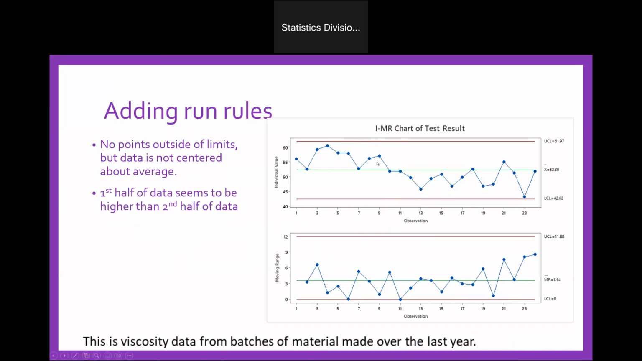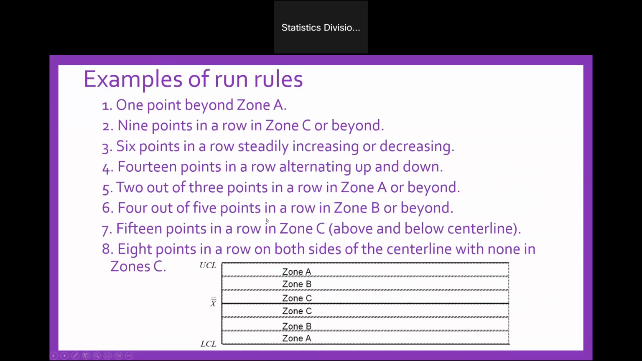So this is some data that I just looked at. This is viscosity data from batches of liquid material made over the last year. There's no points outside the limits, but if I look at it, it sort of looks like it was higher in the first half of the year and then lower in the second part. So I don't really like that. I would rather it be sort of centered over the average the whole time. And that's where you can add run rules and it would catch that sort of thing generally.